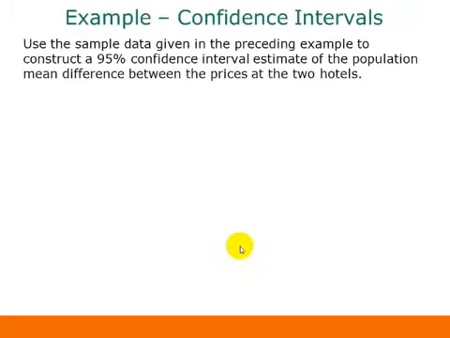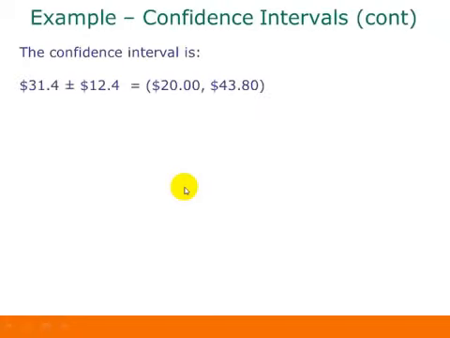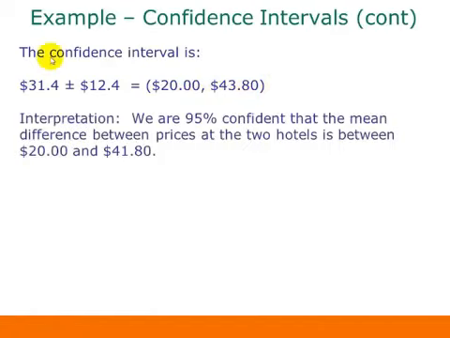So here's an example. We're going to use the sample data given in the preceding example to construct a 95% confidence interval estimate of the population mean difference between the prices at the two hotels. So our confidence interval actually is $31.40 plus or minus $12.40, which gives us a lower limit of $20 and an upper limit of $43.80.